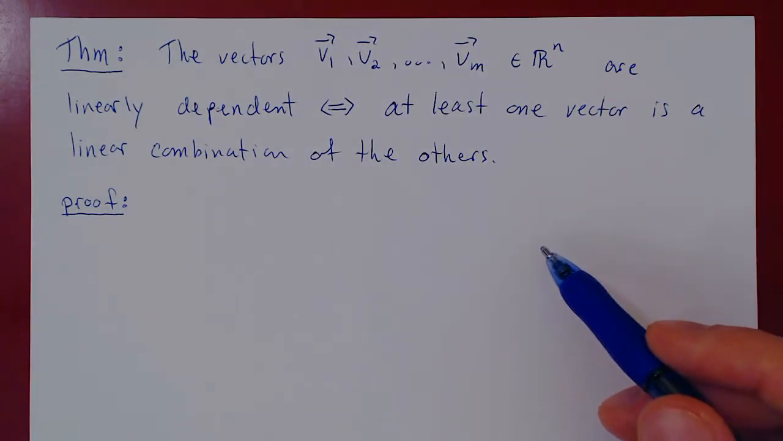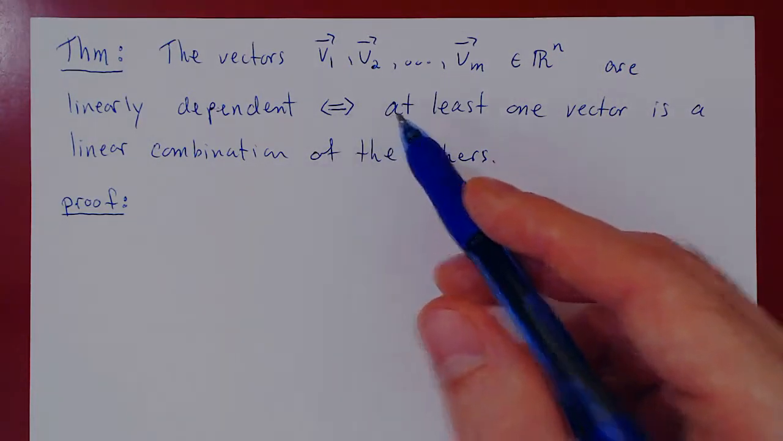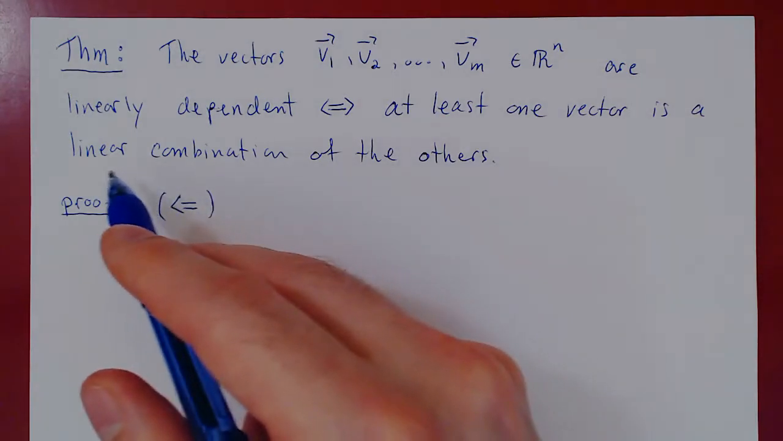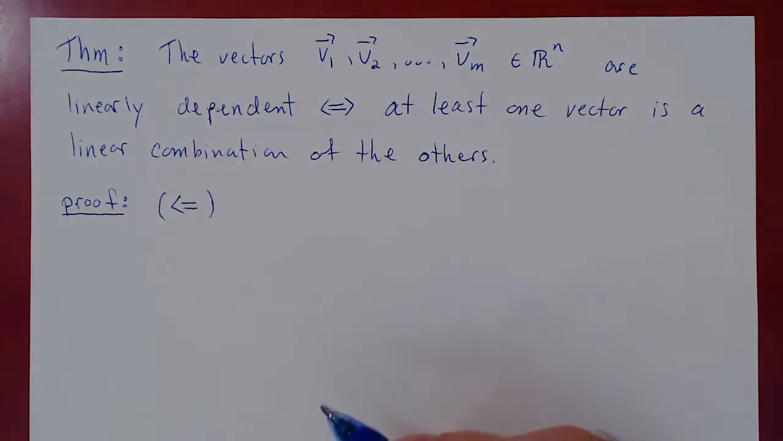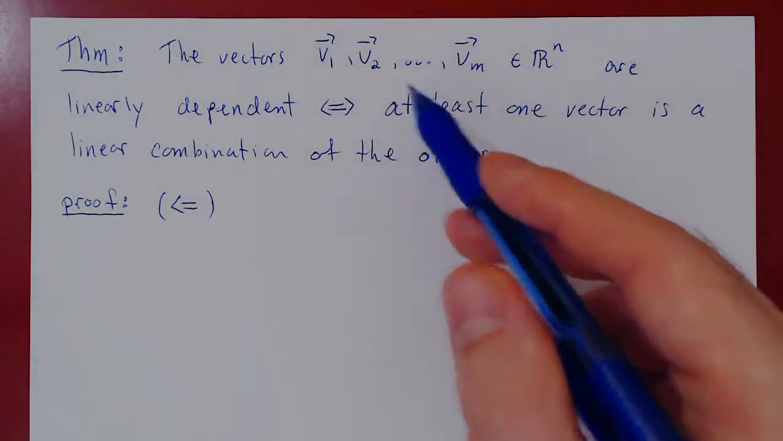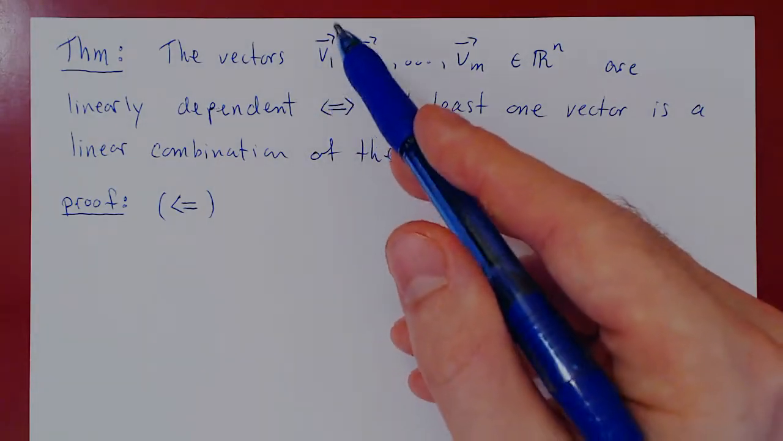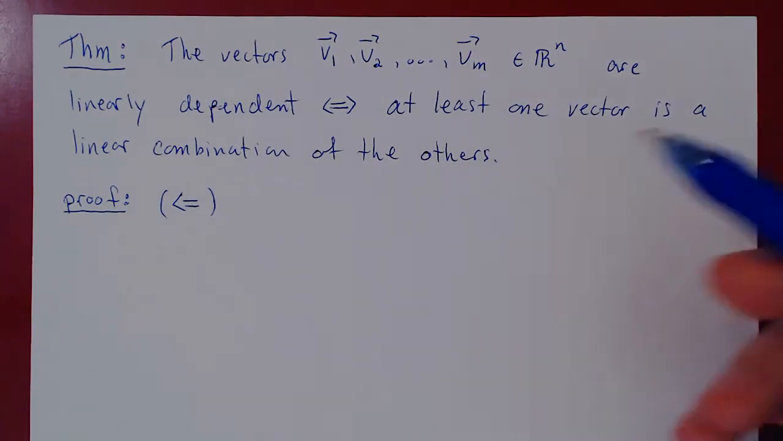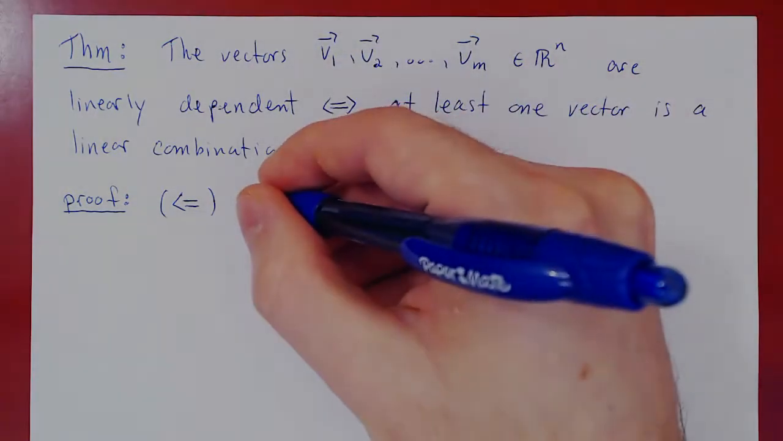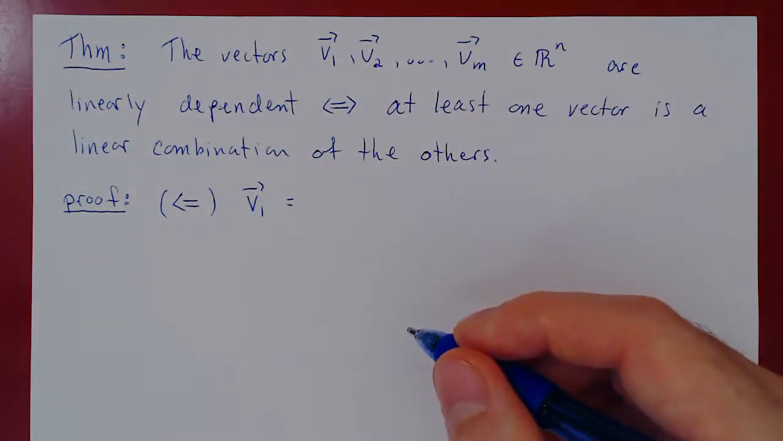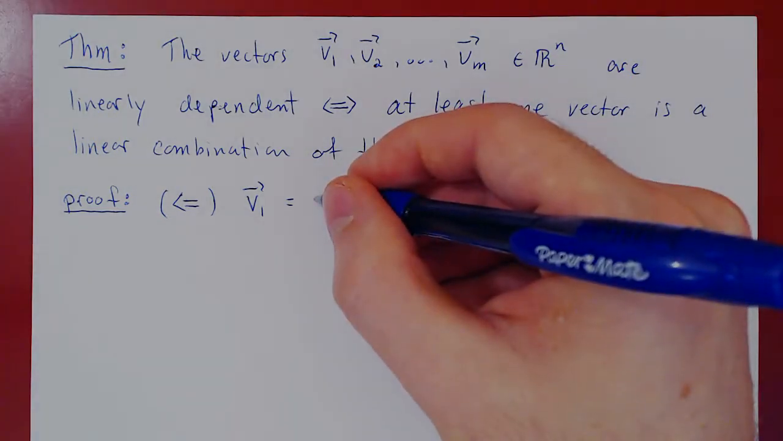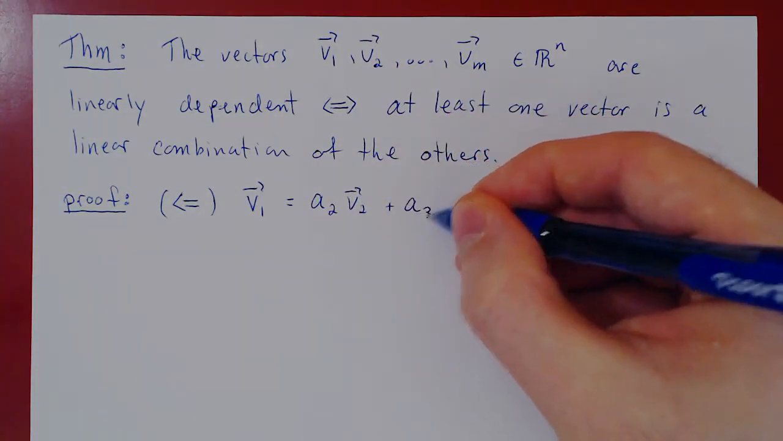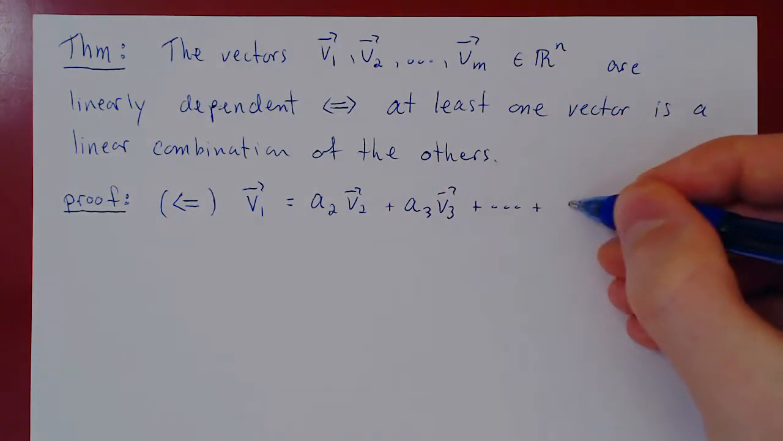As always, when we have a proof of equivalence, we have to prove the two directions. Let's start with proving this direction. So we'll prove that if at least one vector is a linear combination of the others, we will have linear dependence. So this is our assumption. Now, which vector is a combination of the others? Is it v1 that is a combination of the others, or is it v2? Well, it doesn't really matter. Whichever one it is, you can always relabel the vectors. So we can assume that v1 is a combination of the other vectors. So suppose that v1 is a linear combination of the other m minus 1 vectors. So say v1 is equal to some multiple of v2 plus some multiple of v3 up to some multiple of vm.